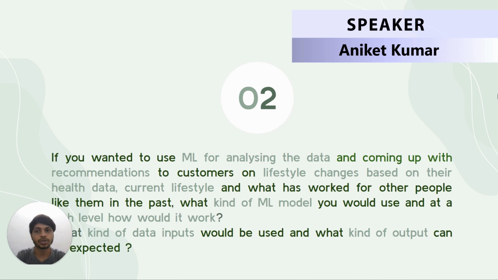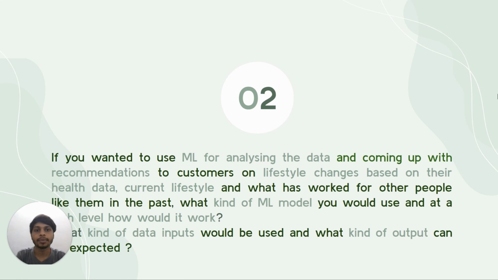So moving to the next question. The question says, if you want to use machine learning for analyzing the data and coming up with recommendations to the customer on lifestyle changes based on their health data, current lifestyle, and what has worked for others like them in the past, what kind of machine learning model would you use, and at a high level, how would it work? What kind of data inputs would be used and what kind of outputs can be expected?